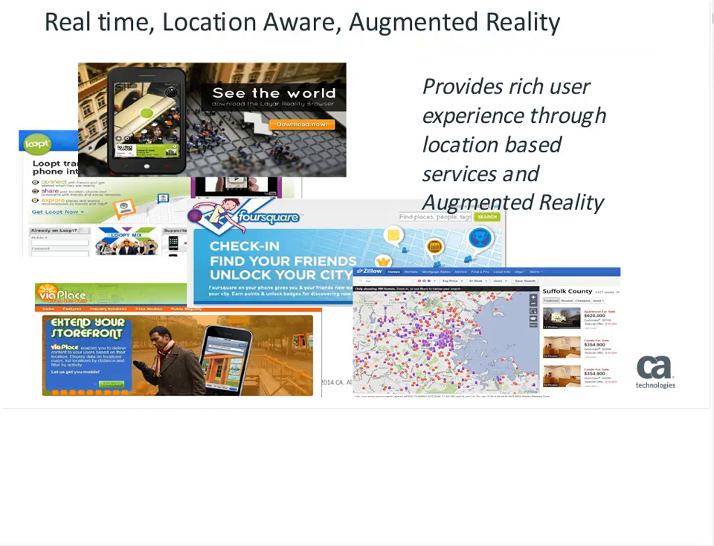Real-time and location-aware, augmented reality, things like Foursquare, obviously, right, as everyone knows, you can check into a place and get a deal, get a coupon. If you check in, you can get a kickback on your Amex bill. There's a variety of location-based value propositions.